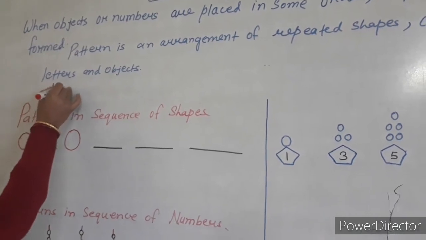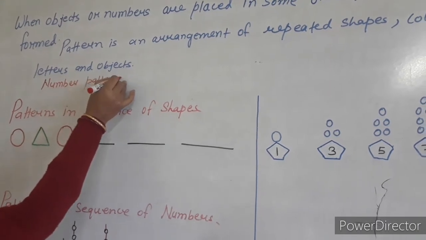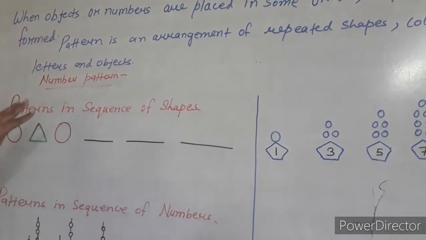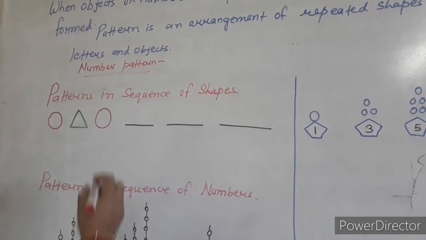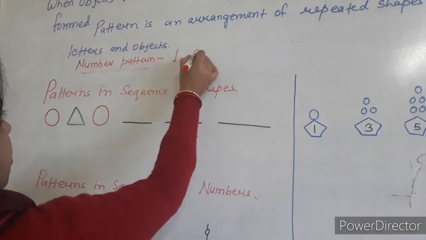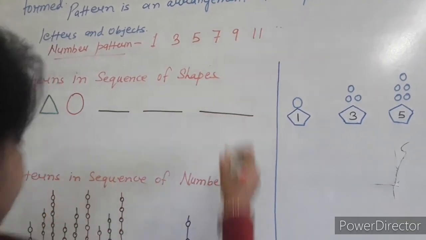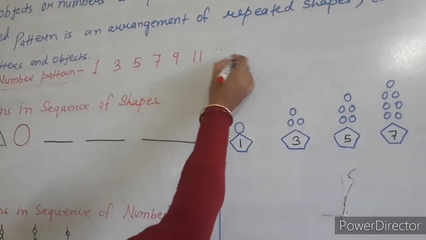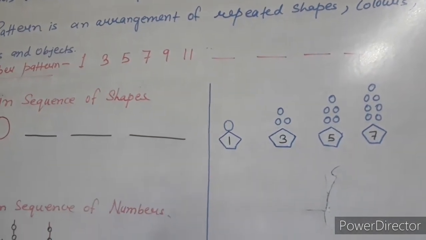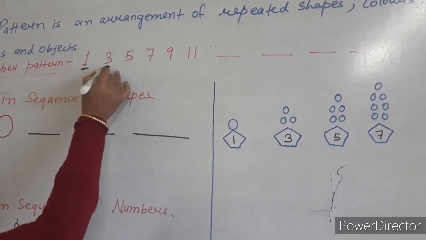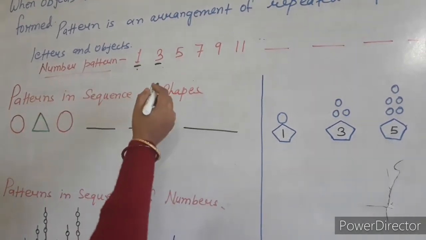Number pattern. If we want to arrange the pattern in numbers, it has to follow some rules. See, this is 1, 3, 5, 7, 9, 11. Here you can see, in between 1 and 3, you skip 1 number.